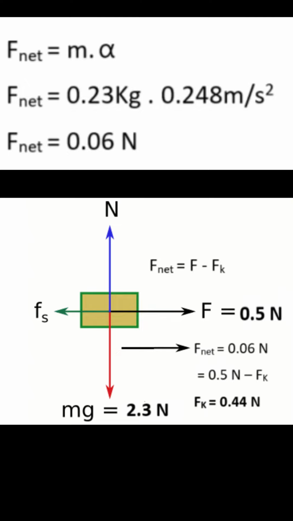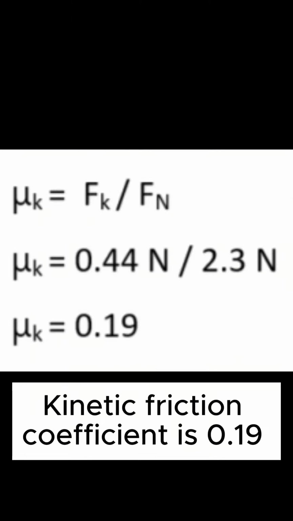We can find the acceleration from the formula using distance and time, and we suppose that V0 is 0. Then we find the net force acting on the object. Subtracting the 0.5 newton from the net force gives us the kinetic friction force. We can find the kinetic friction coefficient from the formula.